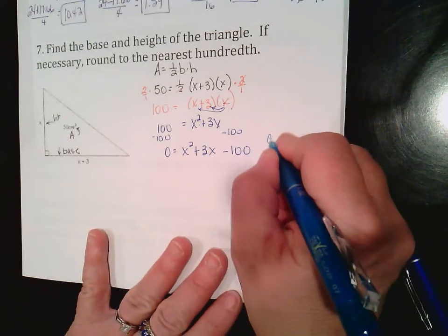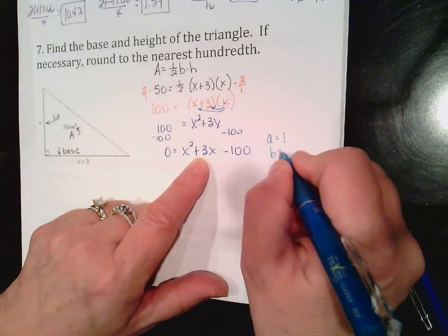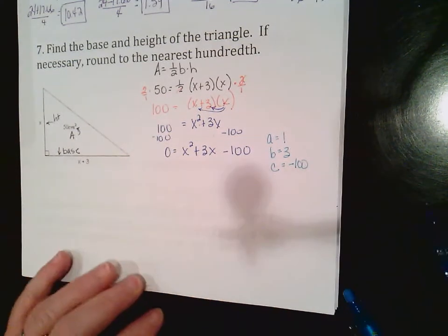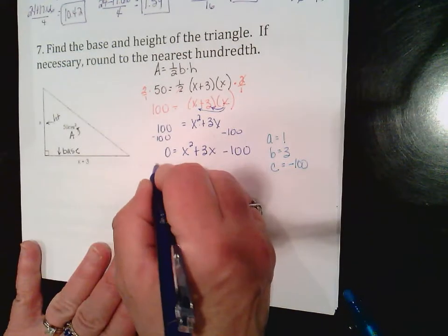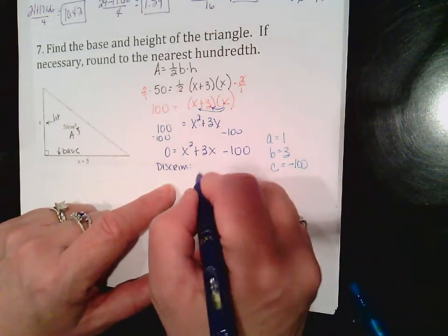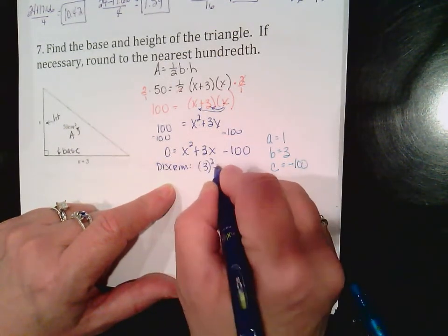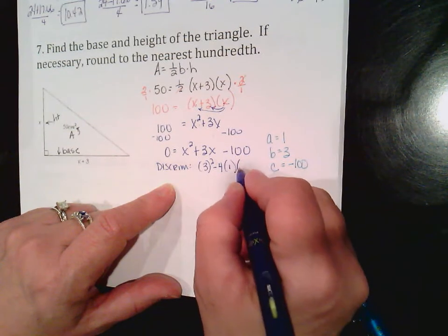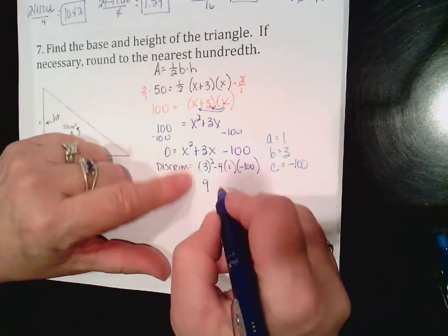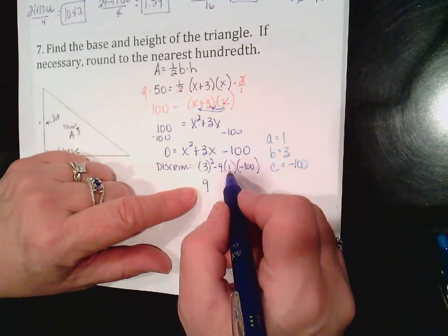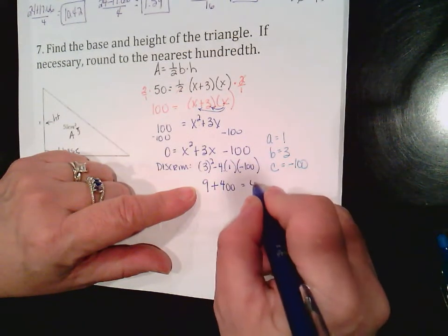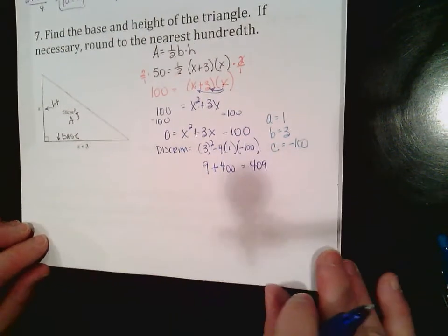Okay, my A is 1, my B is 3, and my C is negative 100. To get my discriminant, I'm going to take b squared minus 4ac, so that's a positive 3 squared minus 4 times my a, which is 1, times my c, which is negative 100. 3 squared is 9. Negative 4 times 1 is negative 4. Negative 4 times 100 is 400. So it's going to be plus 400, which is 409. That means I'm going to have two real solutions.